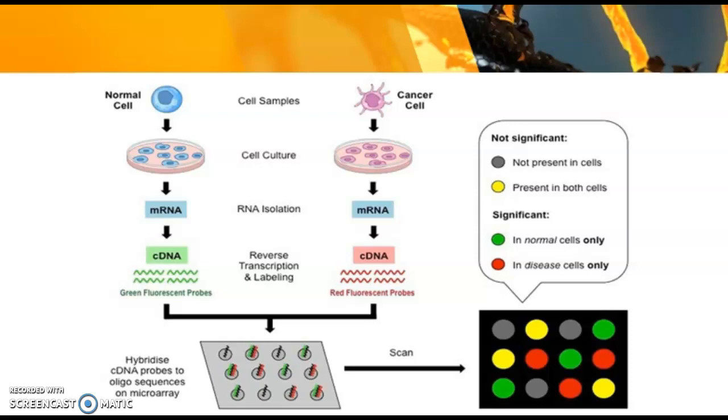Researchers will first remove the normal cell and cancer cell from the human body, from the infected and uninfected human body. Then the mRNA is extracted from each sample. The mRNA is then reverse transcribed into complementary DNA, also known as cDNA, by reverse transcriptase, which is an enzyme. And cDNA is more stable than mRNA. The infected sample is fluorescently labeled red, while the uninfected sample is labeled green.